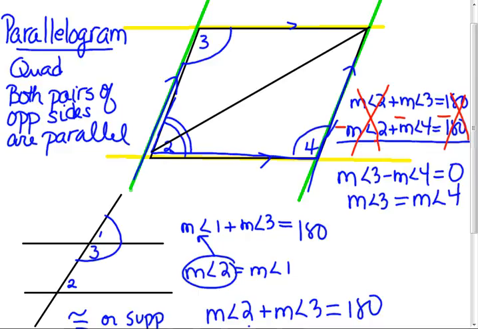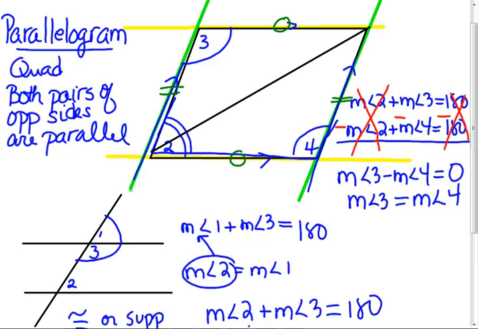So what do you think is going to be true about this side and this side? You guys know this. They're parallel, but they're also congruent. And what about this side and this side? They're congruent. So opposite sides are congruent. Opposite sides are parallel. My angles are either congruent or supplementary.